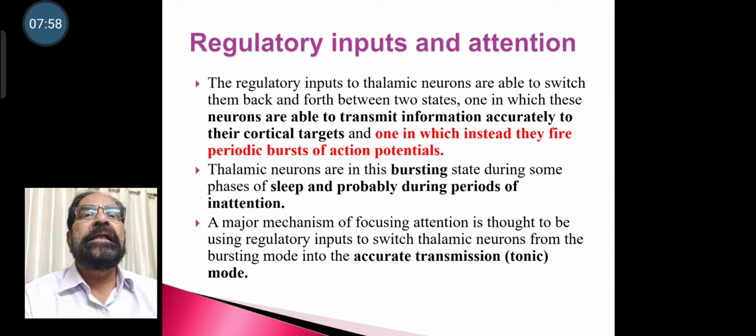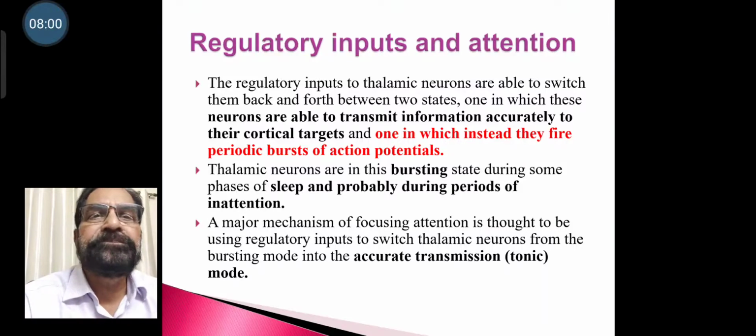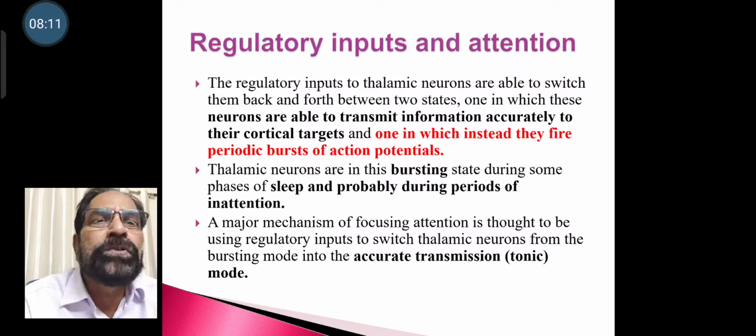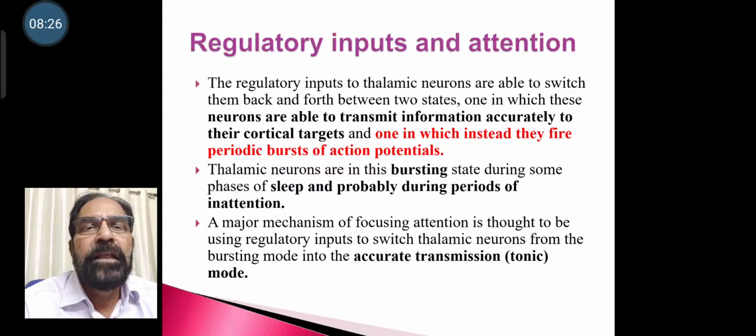Then coming to regulatory inputs and attention. The regulatory inputs to thalamic neurons are able to switch them back and forth between two states. One in which these neurons are able to transmit information accurately to the cortical targets, and another in which instead they fire periodic bursts of action potentials. Thalamic neurons are in this bursting state during some phases of sleep and probably also during periods of inattention.